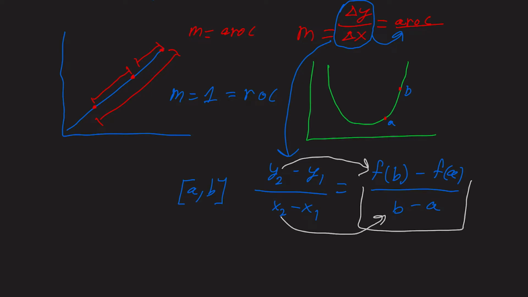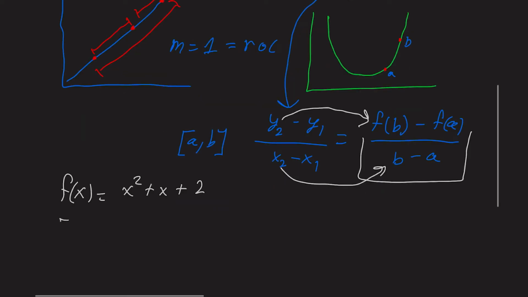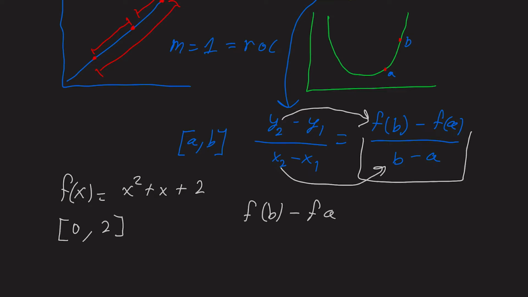Let's do an example. f of x equals x squared plus x plus 2. And we want to evaluate the average rate of change of this function on the interval 0 to 2. Okay? So let's bring down our equation: f of b minus f of a over b minus a. Okay? So first let's compute b minus a because it's easy to compute. It's just going to be 2 minus 0, which equals 2. Now f of b. So let's first compute f of b.